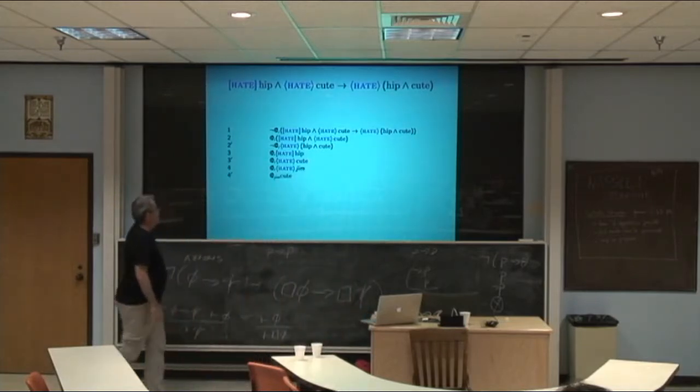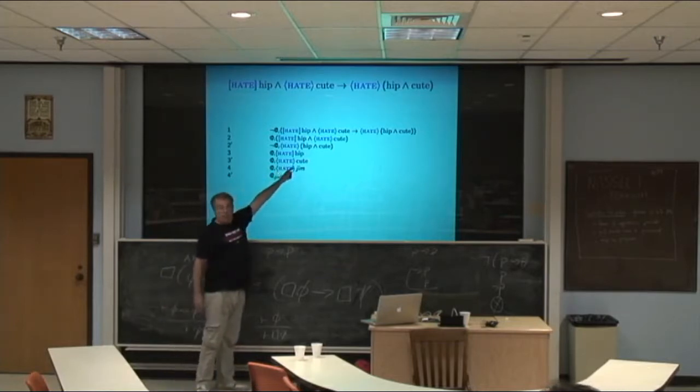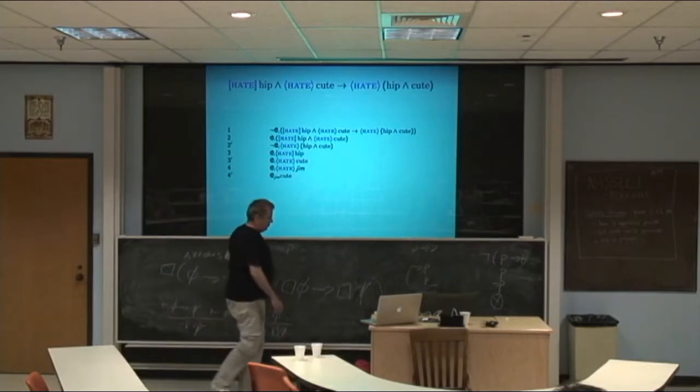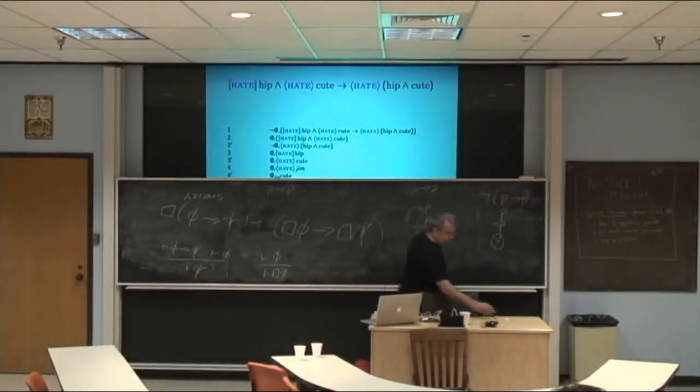Now, which line did this come from? Can anybody tell me? It comes from here. Here we're asserting at I, I hate someone who's cute. And this is worth a little diagram, because this is the crucial rule, and if you've got this, there's not really much more to tell you.